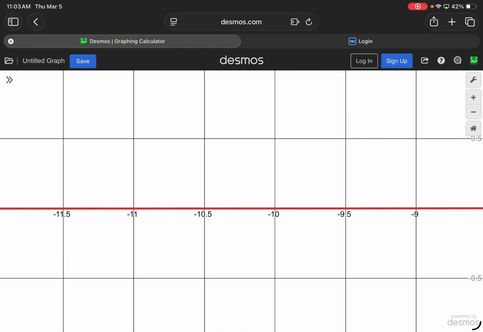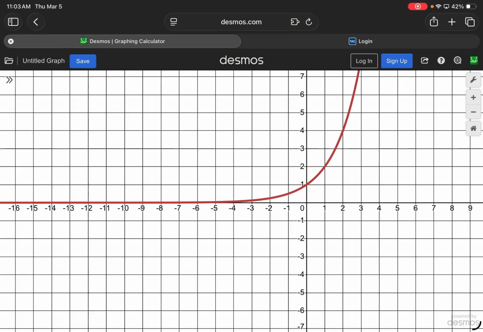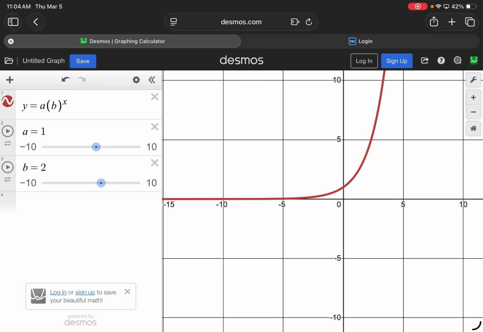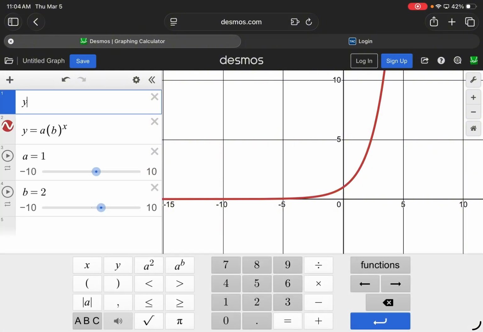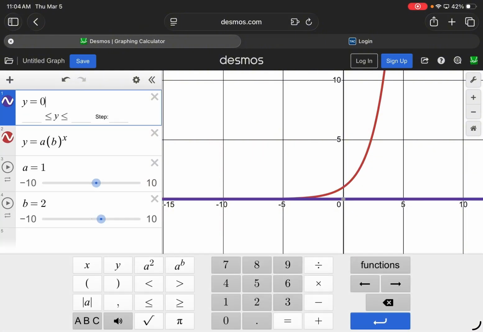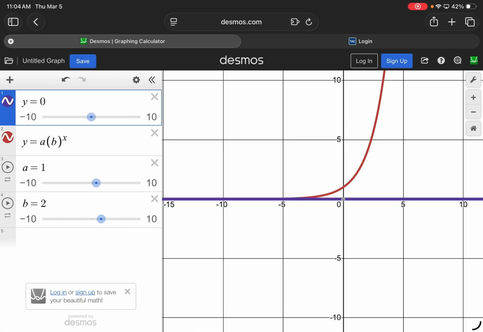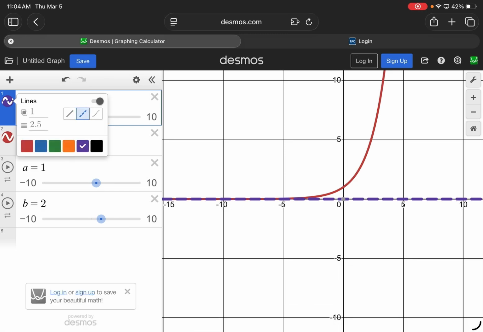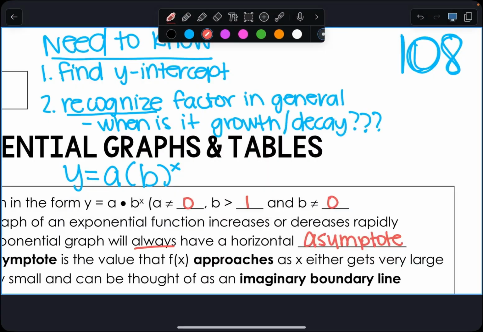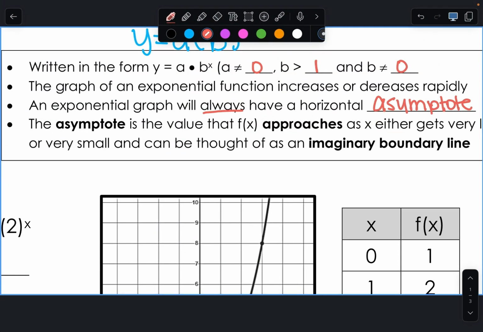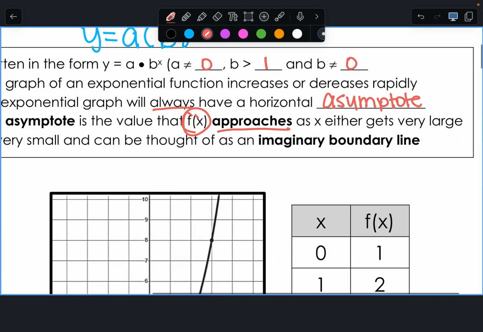So think about whenever, have you ever tried to put two magnets together? Yeah. It's kind of like that. There's a reason why it won't touch the x-axis, and it's because of that asymptote. What is the asymptote? Let's look at that definition. It says the asymptote is a value that your graph approaches when it gets very large or very small, but it can be thought of as an imaginary boundary line.